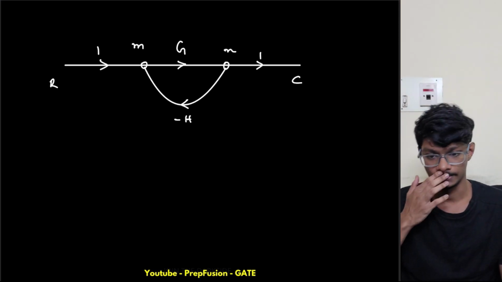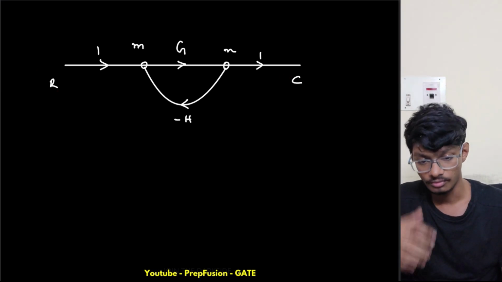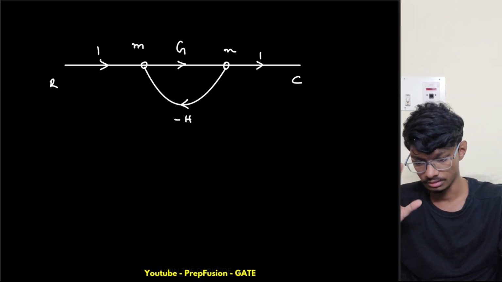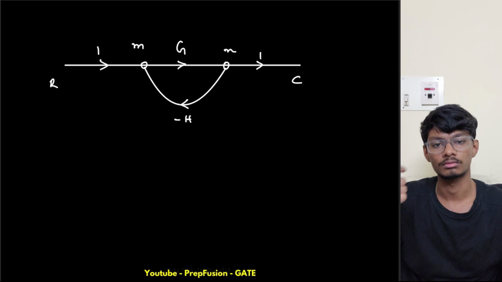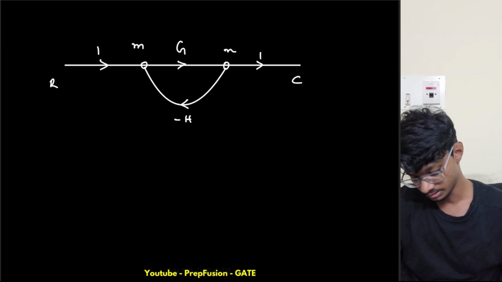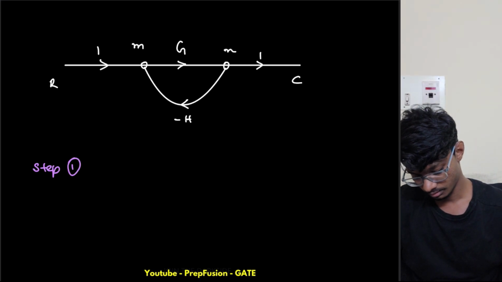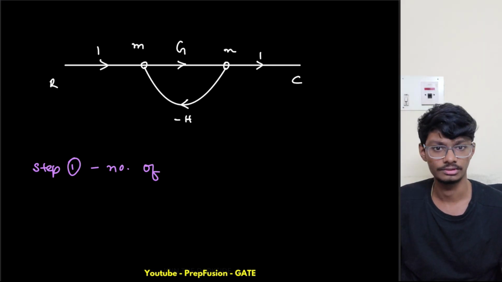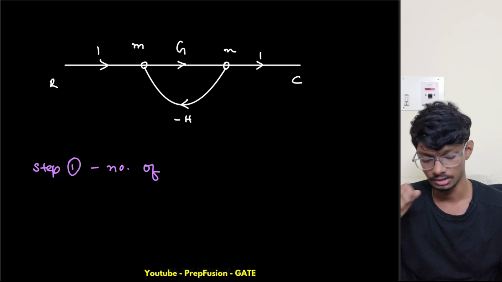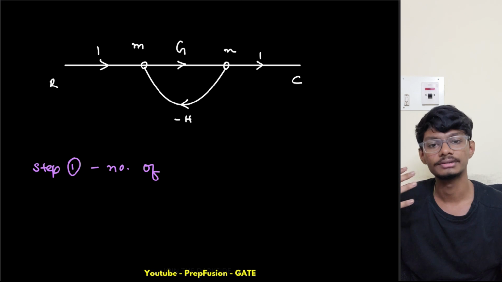So this one is the input node, and this one is the output node. From here we'll find the transfer function, the C by R ratio. First I need to find how many forward paths there are. First few I will do very slowly, but next we'll write directly. You will see how fast we can do. It may seem at the start that this is a very lengthy and slow process, but once you get the hang of it, it will be very fast for you.